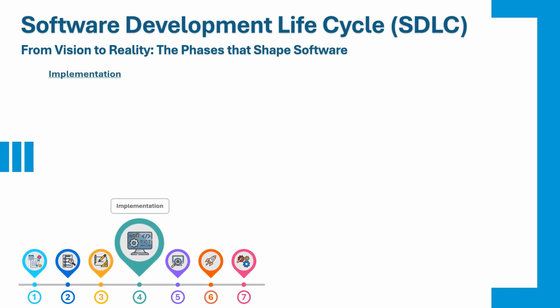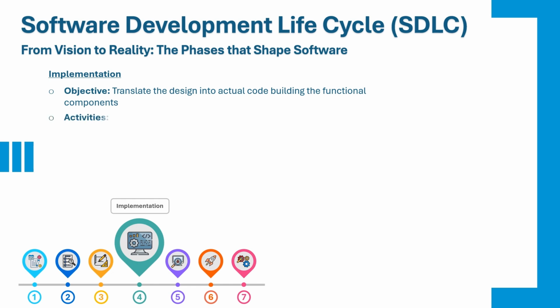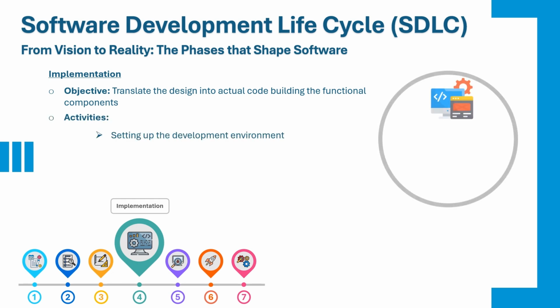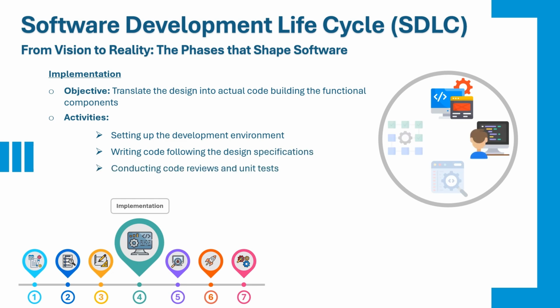Now it's time for the code. The implementation phase is where the magic happens. Developers set up the environment and start writing code, following the design specifications. Throughout, they perform unit tests and code reviews to ensure everything is running smoothly. The result is working source code, unit tests, and thorough documentation to guide future work.